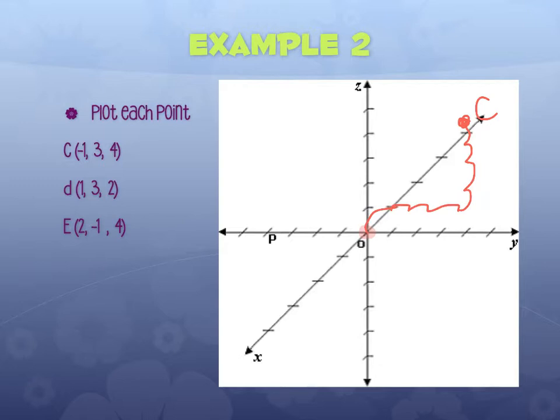All right, so D is forward 1. So you're moving from your origin forward 1. You're moving right 3, 1, 2, 3. And you're moving up 2, 1, 2. So it'd be somewhere close to there. Again, it doesn't have to be exact, but pretty close. You don't want to be in the wrong quadrant.